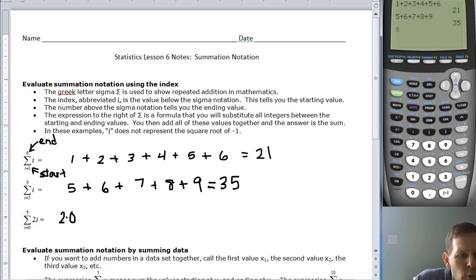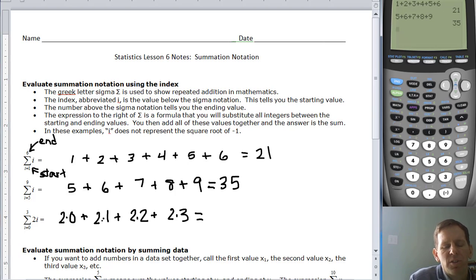And then I'm going to go up by ones until I get to number 3. So I'm going to plug in 1 for i, 2 times 1. Plug in 2 for i, 2 times 2. Last number I'm going to plug in is 3. That's where we'll stop. 2 times 3. So whatever this expression is, we're going to plug in every number between this one and this one. So I'm going to plug in 0, 1, 2, and 3, and we're going to go 2 times 0, 2 times 1, 2 times 2, 2 times 3.